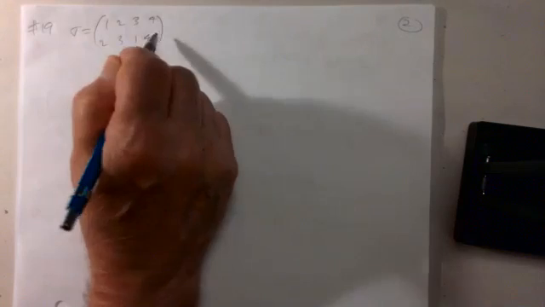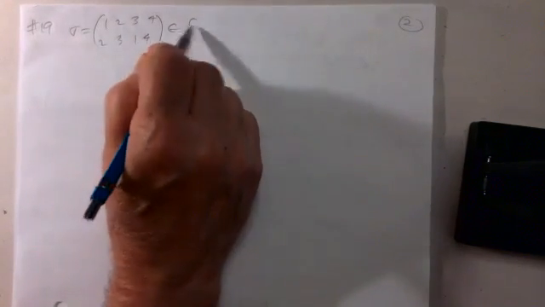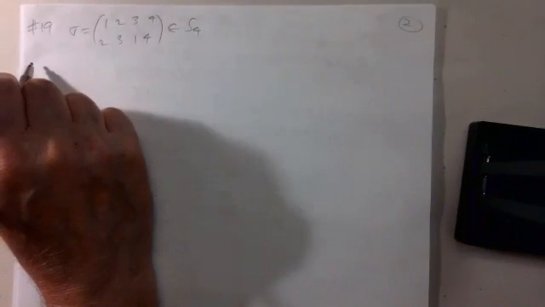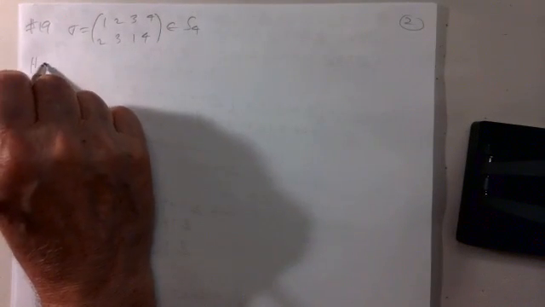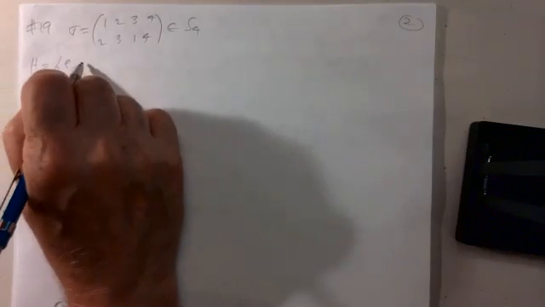So number 19 is, we have the permutation sigma, 1, 2, 3, 4 going to 2, 3, 1, 4, in the symmetric group S4. What is the cyclic subgroup that this generates? So you have the identity, you have sigma.